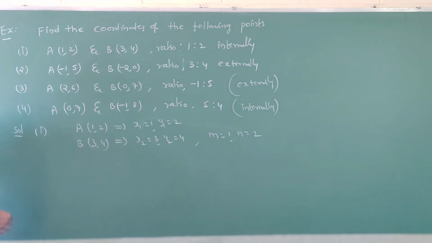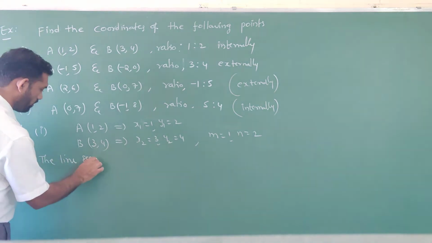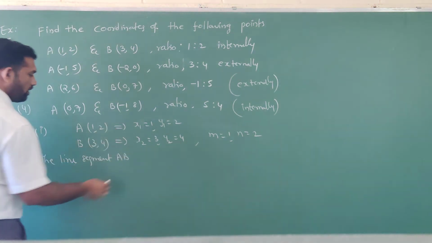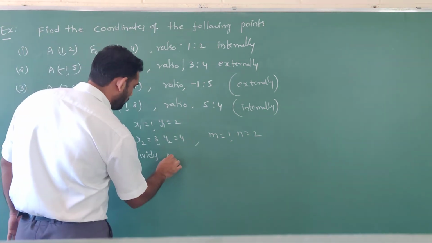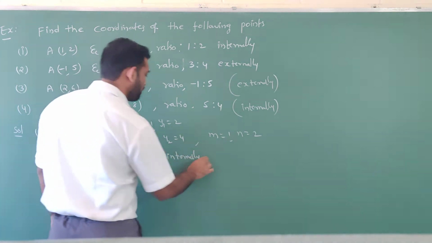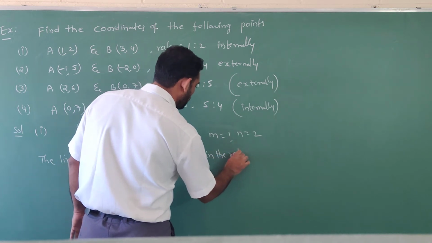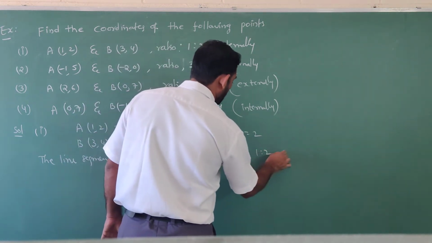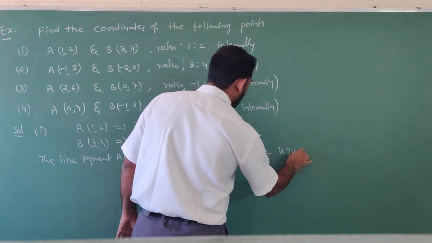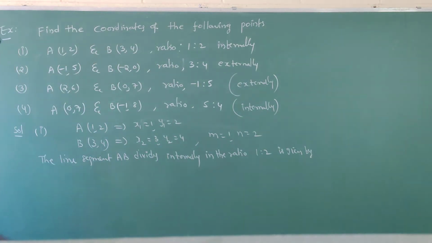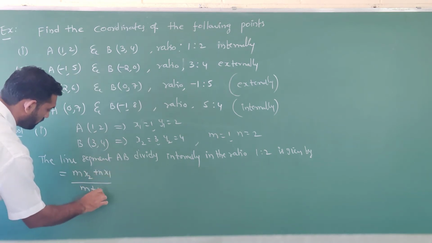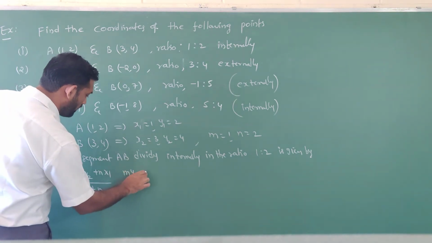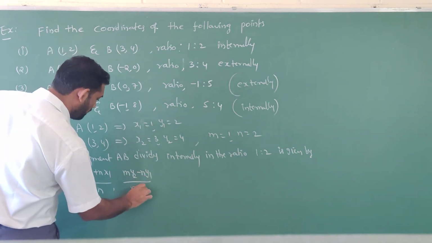Internal formula. So the line segment AB divides internally in the ratio 1:2 is given by the formula (mx2 + nx1)/(m + n), (my2 + ny1)/(m + n).